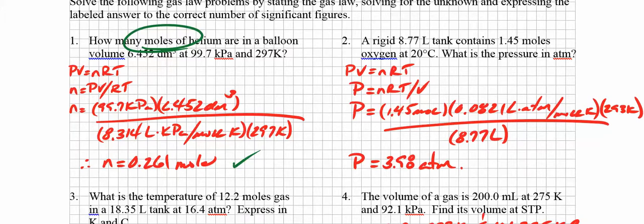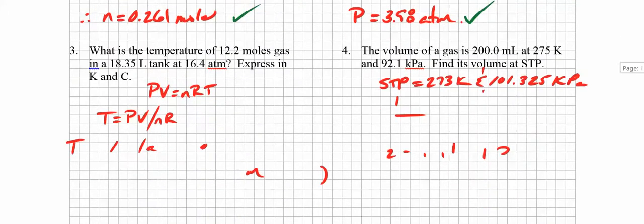Remember, the choice of R is going to depend on the units of the variables that we're using. So in this case, we're using again 0.0821 liter atmospheres per mole per degree Kelvin, times 298 degrees Kelvin, and we'll divide that by the volume of 8.77 liters. So pressure then is 3.98 atmospheres. When you do that division, you get almost 4, but not quite, so that's 3.98 atmospheres. That's number 2.